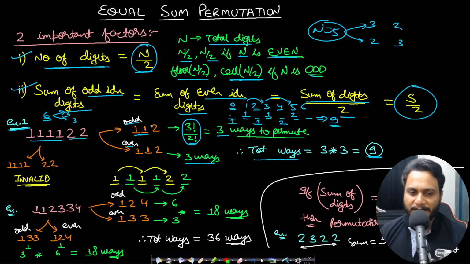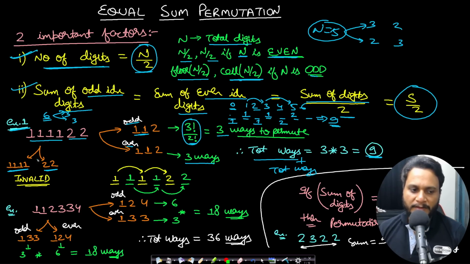But this is not the only split. We can have more than one split, and we have to keep adding all the ways for the different types of split that we get. Another type of split that we see here is 4 ones and 2 twos. But this split is invalid, because according to the first condition we should have half the digits on the even side and half the digits on the odd side. So on one side you have more digits, on the other side fewer digits. That is why this split is invalid.